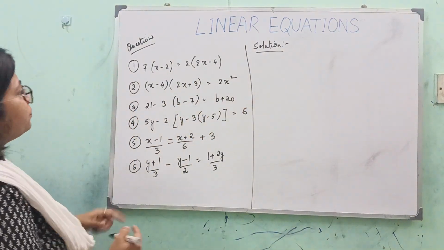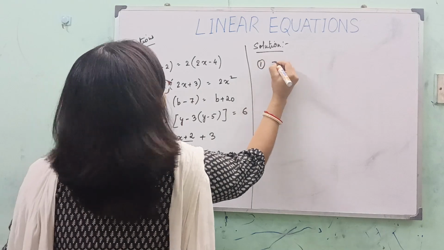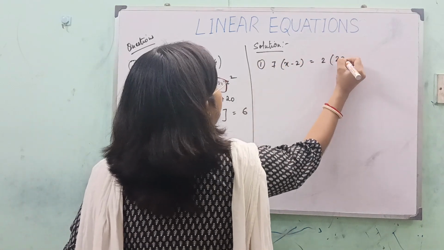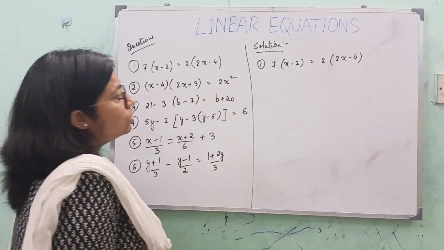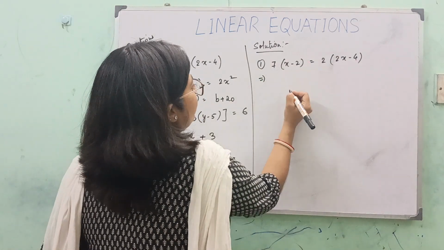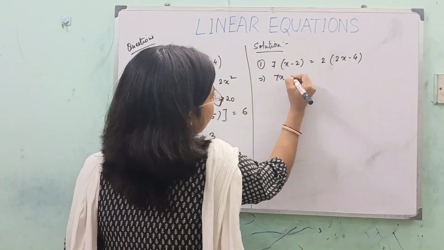The first sum, 7 into x minus 2 is equal to 2 into 2x minus 4. So the first sum is there on the board. We start with the solution. We'll first remove the brackets.